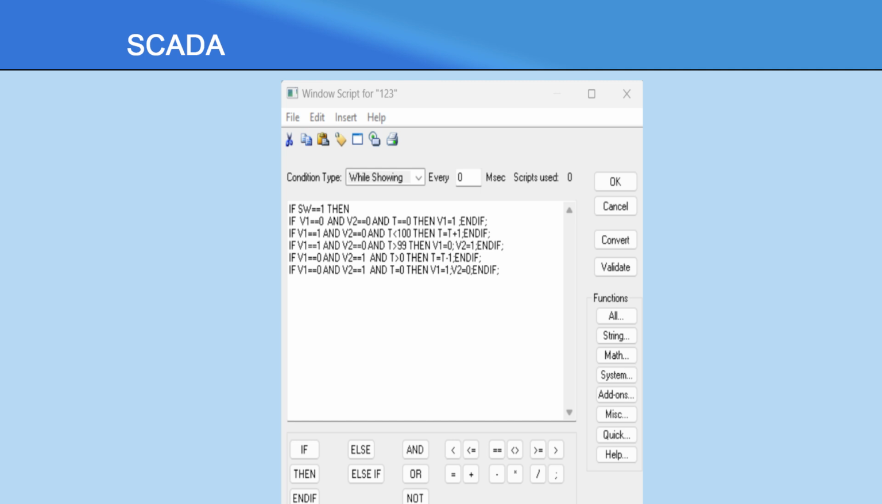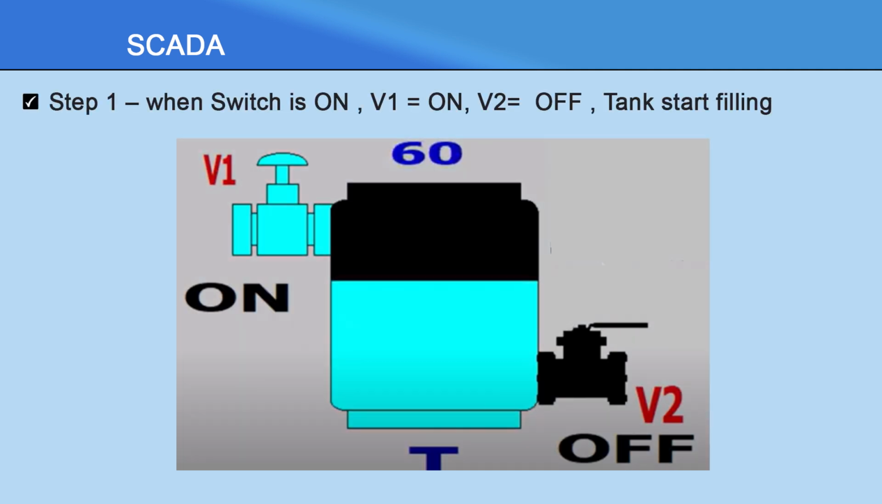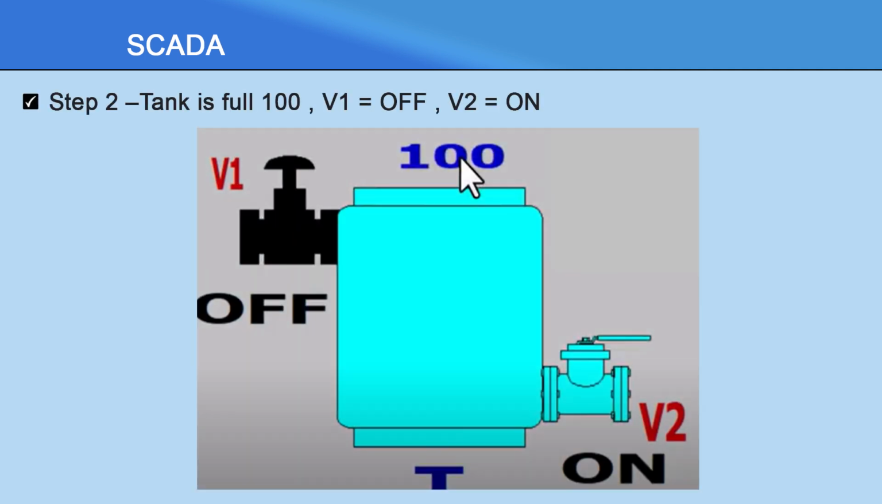So, how can we include it? Simple, we have included the same script, you can see in the figure, While Showing. Now we will turn the development window into run time. In step 1, when the switch is on, V1 is on, V2 is off, and you can see the T level is at 60. So, our tank will keep filling. When will it stop? When the tank level reaches 100.